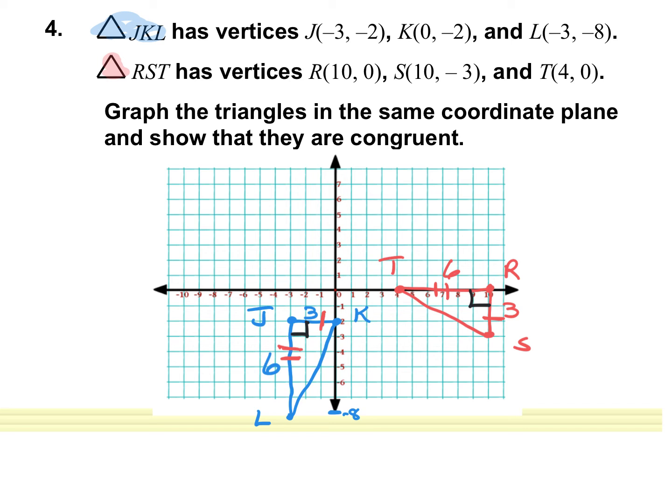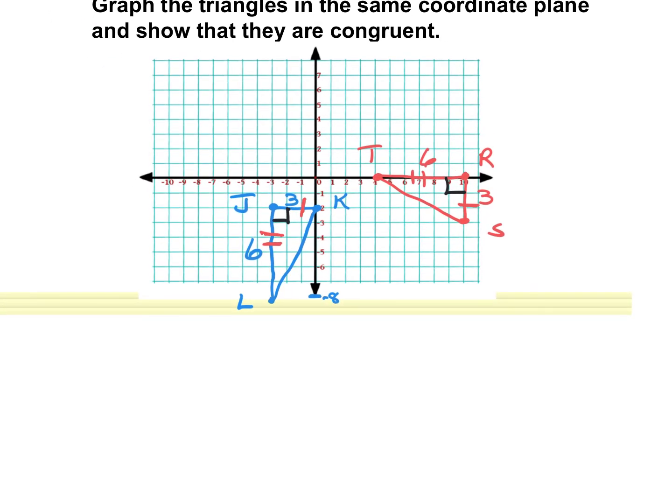But let's just double check, and let's see if LK and ST are also congruent. And then just to show you that sometimes you can use more than one congruency. We could have also said that this is side angle side. So if you've got both legs here marked, actually we have to show that the hypotenuses. Right now we only have the legs congruent. So I can't show hypotenuse leg yet. I got to double check that ST is congruent to LK. But right now I have enough to show side angle side here. So let's go ahead and do the distance formula.